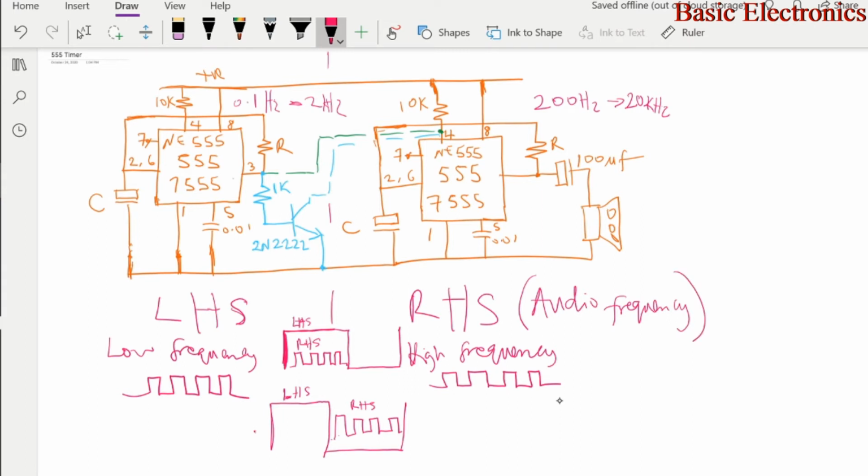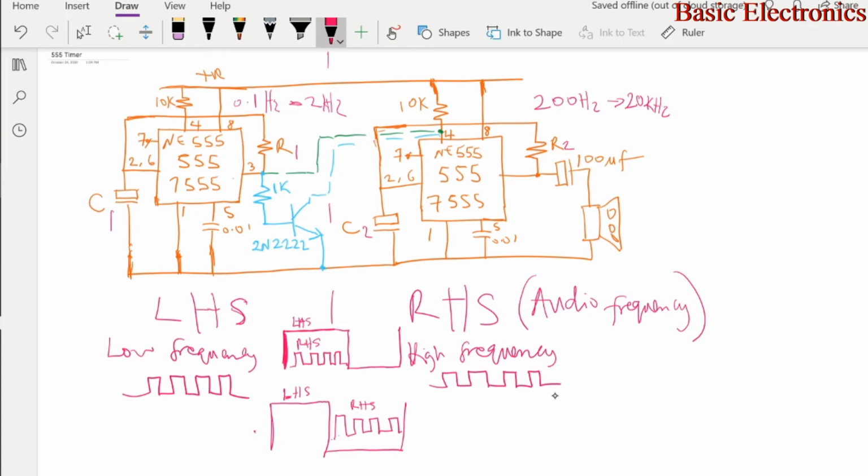Now on the left hand side you have the low frequency 555 timer, and on the right hand side you have the audio frequency 555 timer. We're going to use the left hand side to modulate the right hand side. Find the value of R1 and C1, on this side we have R2 and C2. Find the values of R1 and C1 that will give you a low frequency 555 astable multivibrator, and the values of R2 and C2 that will give you an audio frequency astable multivibrator.